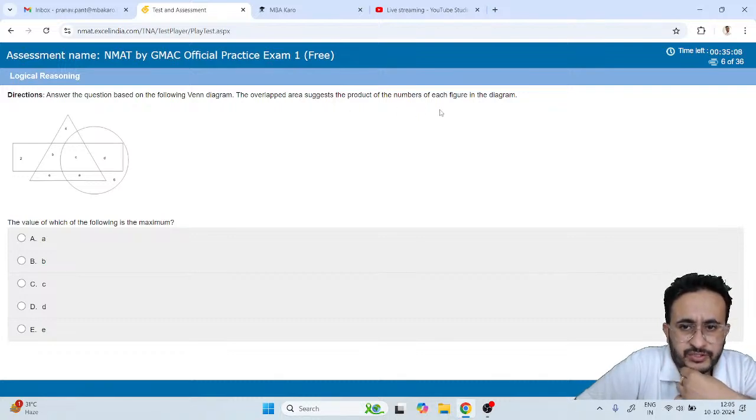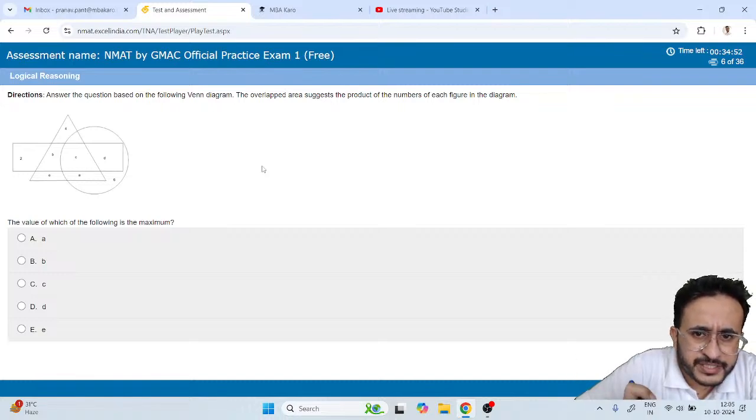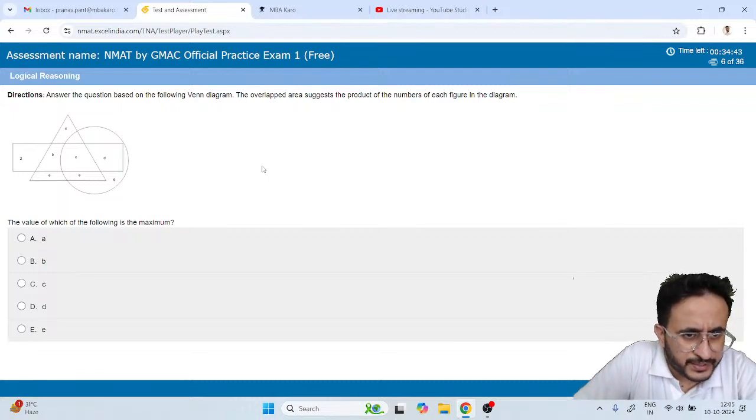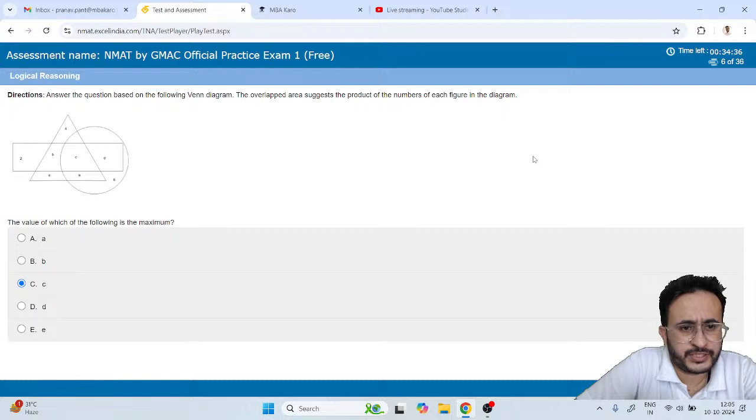Product of numbers of each figure in the diagram. Okay, so this is a very okay. We cannot expand also. Which of the following is the maximum? It is saying the overlapped area is the product of the numbers of each figure in the diagram. So if it overlaps all three, that would be the maximum, right? So C should be the maximum, the overlapping region of all three.